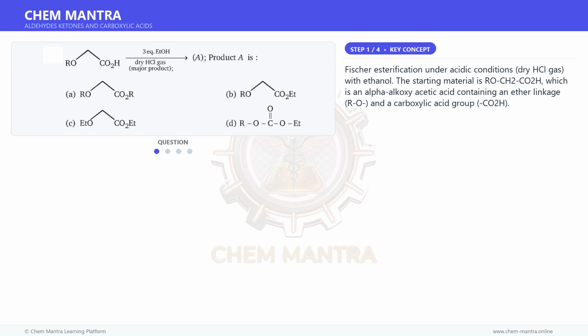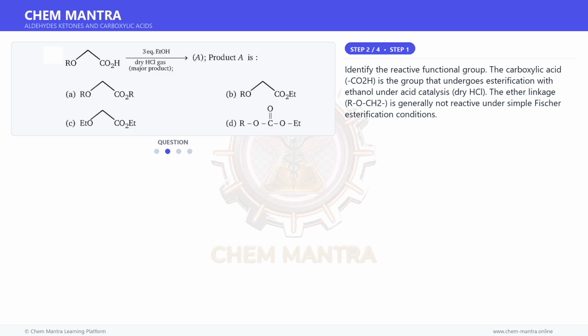The starting material is RO-CH2-CO2H, which is an alpha-alkoxy acetic acid containing an ether linkage, RO-, and a carboxylic acid group, CO2H. Moving on to the next step. Identify the reactive functional group. The carboxylic acid, CO2H, is the group that undergoes esterification with ethanol under acid catalysis, dry HCl. The ether linkage, RO-CH2, is generally not reactive under simple Fischer esterification conditions.